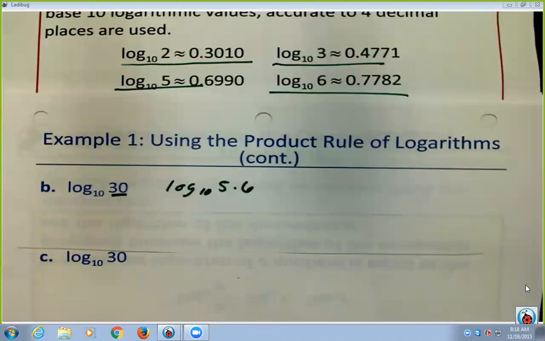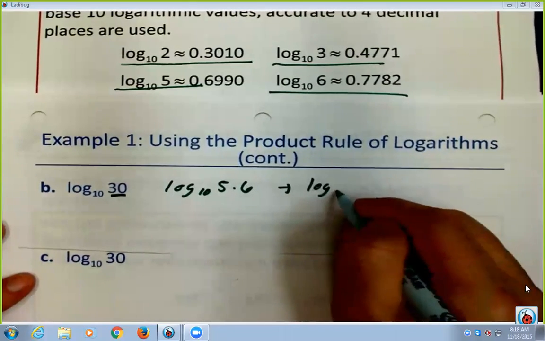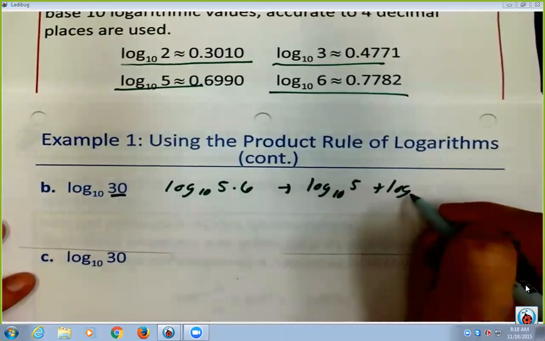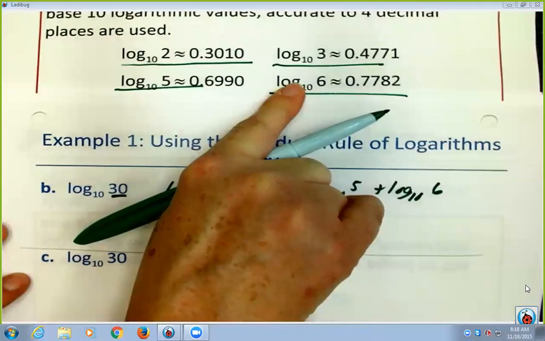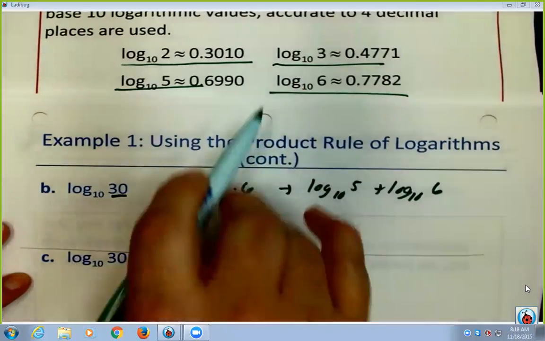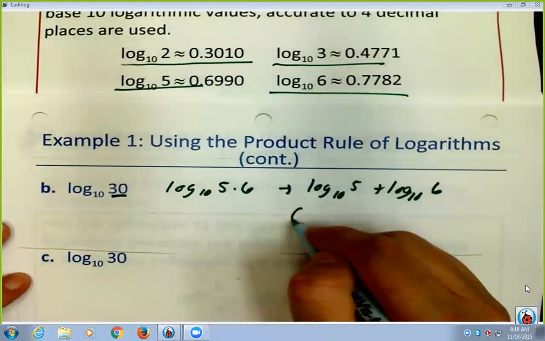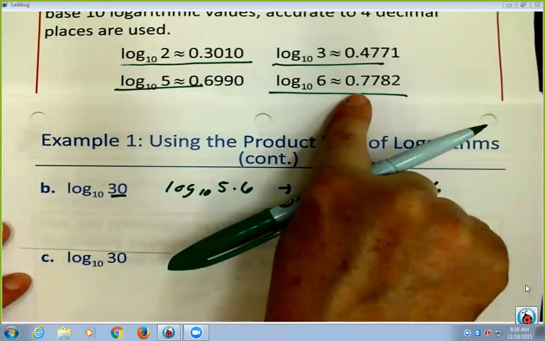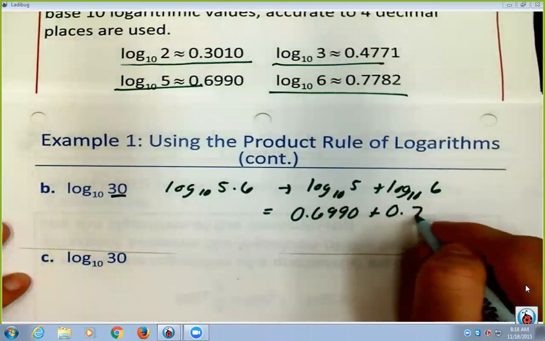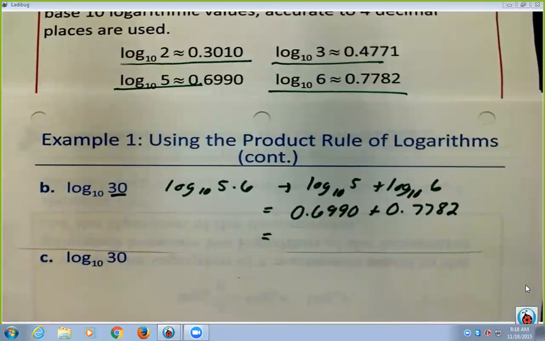When you have these types of problems, that's what you're going to need to do: break them apart. So what does this come out to be? It comes out to be log base 10 of 5 plus log base 10 of 6. And then I can put in the answers that they give you. These will be given to you in your problem. You can just substitute what the value happens to be. So log base 10 of 5 is 0.6990. Log base 10 of 6 is 0.7782.